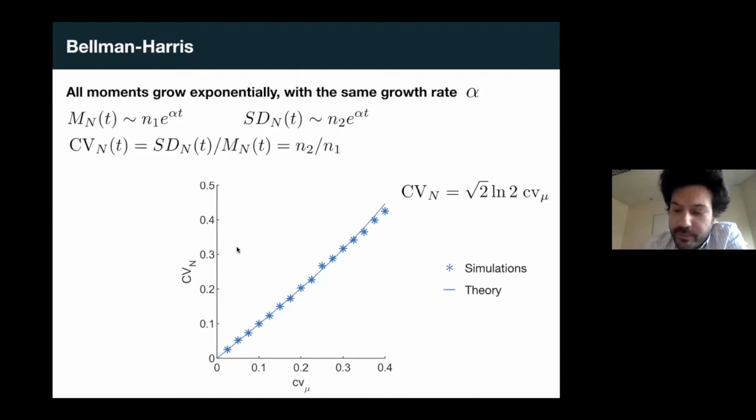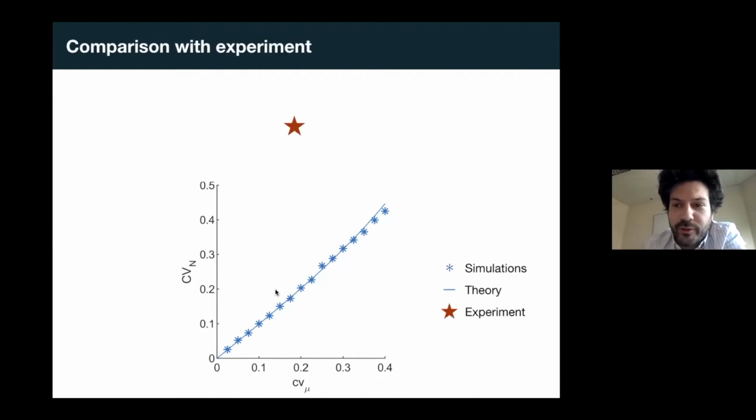We thought we were done. And here is where the experiments are. So we know experimentally that the CV mu is of order 0.2, and we know experimentally that the macroscopic variability is much higher. Okay, so we have a problem, which means that we have introduced other sources of variability in our experiments, which I'm going to show you are twofold.